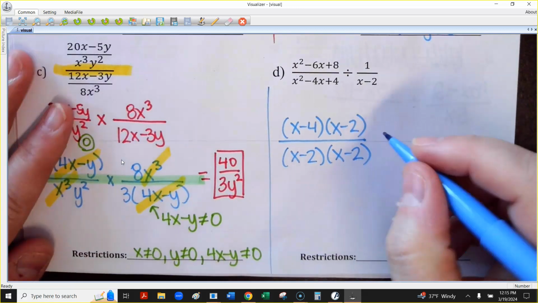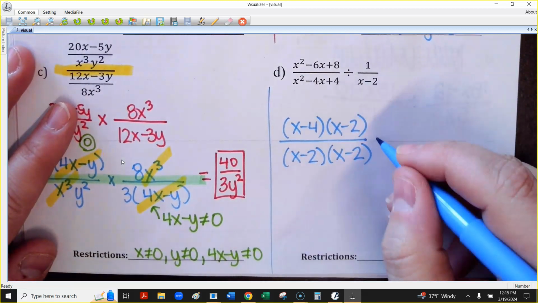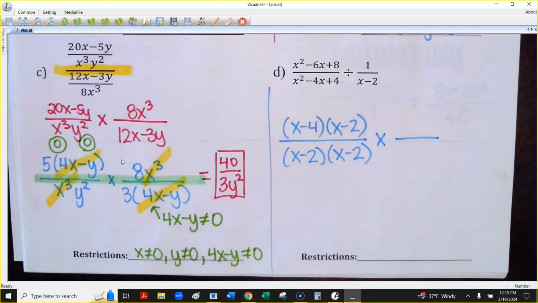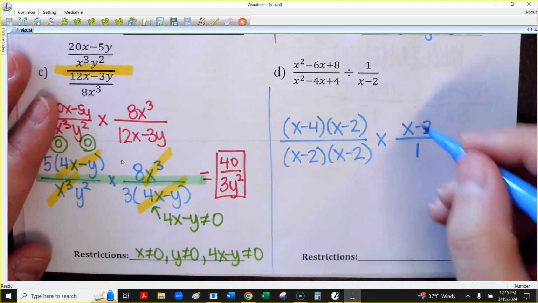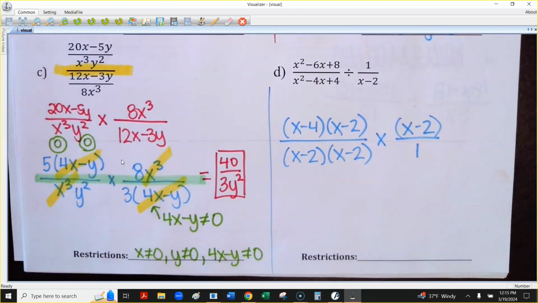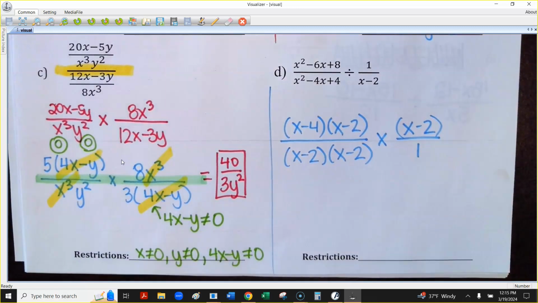Okay, now I'm going to change this division sign to multiplication. I'm going to take that second fraction. There's nothing to factor in that at all. We're just going to flip that over, so it'll be x minus 2 and just a 1. All right, once I flipped it over, go ahead. If the second one was a factoring one, can I do that first and then switch? Yeah, you can do however you want to do it, as long as you don't forget to flip it at some point.